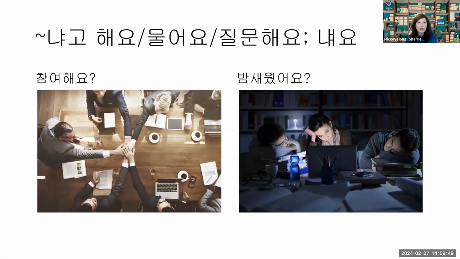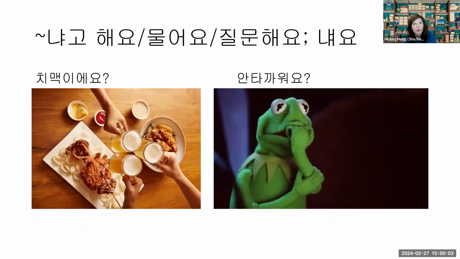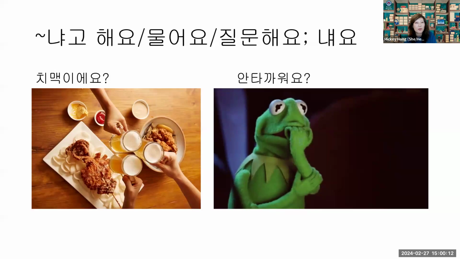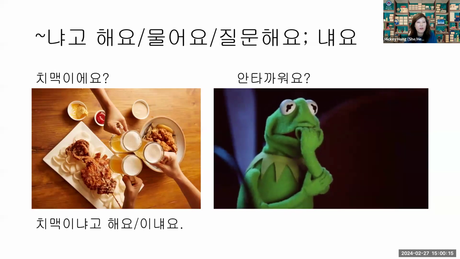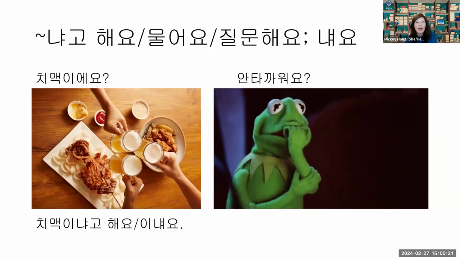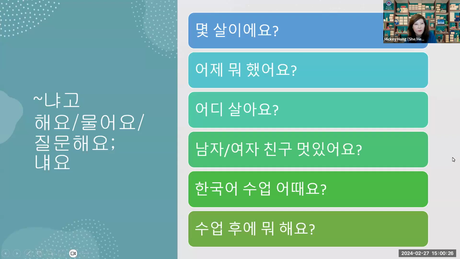참여해요. Are you participating? 참여하냐고 해요. 밤새웠어요. Did you stay up all night? 밤새웠냐고 해요. 치맥이에요. They're asking if it's 치맥. What is 치맥, you guys? It's chicken and 맥주. 맥주 is beer, so it becomes 치맥, chicken and beer. Koreans' favorite snack. 치맥이냐고 해요. 안타까워요. 안타깝냐고 해요.